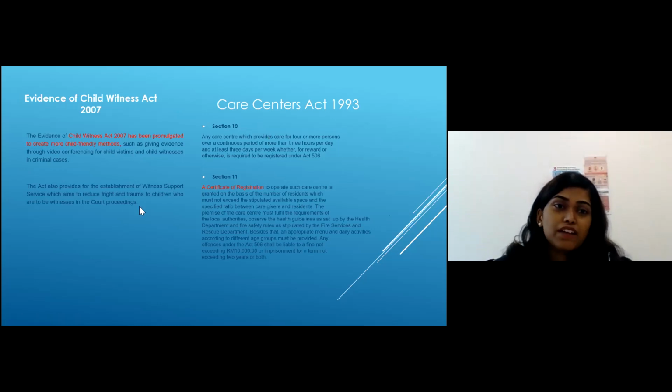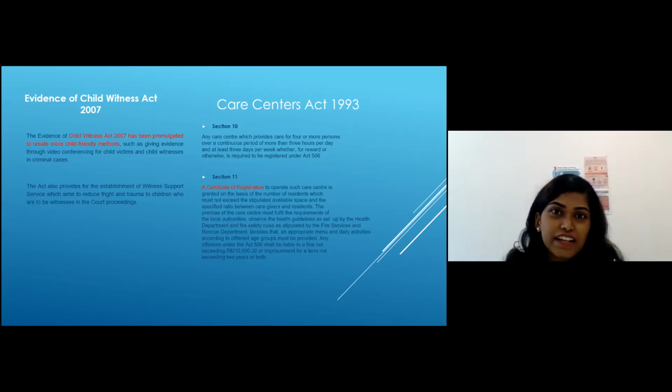Moving on, we also have the Evidence of Child Witness Act. The Evidence of Child Witness Act 2007 was promulgated to create more child-friendly methods, such as giving evidence through video conferencing for child victims and child witnesses in criminal cases.